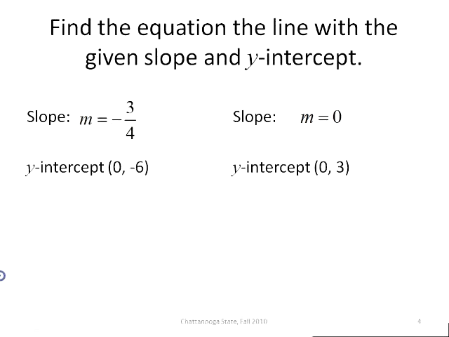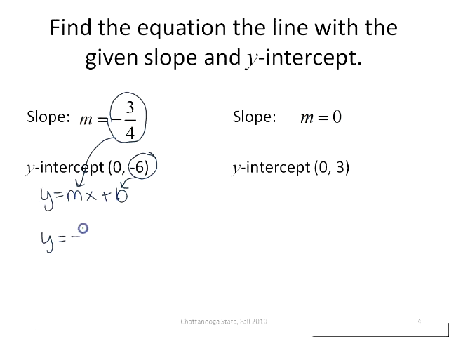Here, we don't have the graph, but we have the information that we need about the line. In this first example, my slope is -3/4, and my y-intercept is 0, -6. So in y equals mx plus b, I'm going to put my -3/4 for the m, and I'm going to put the -6 for the b. So that'll give me the equation y equals -3/4 x minus 6.